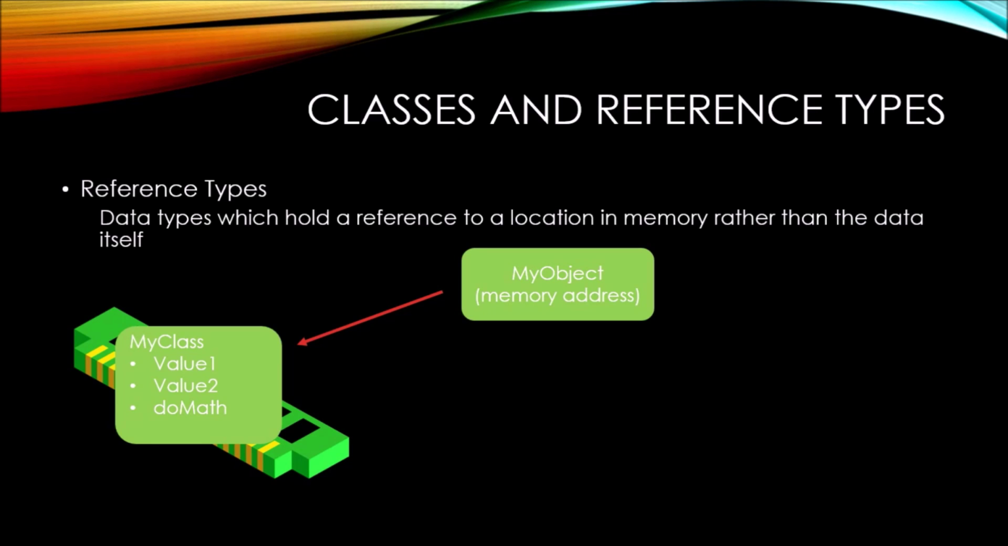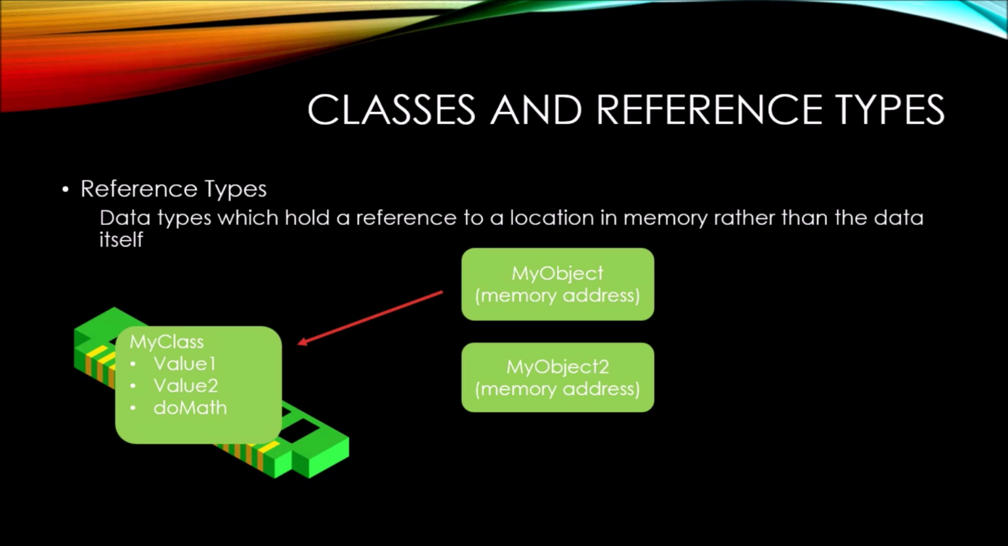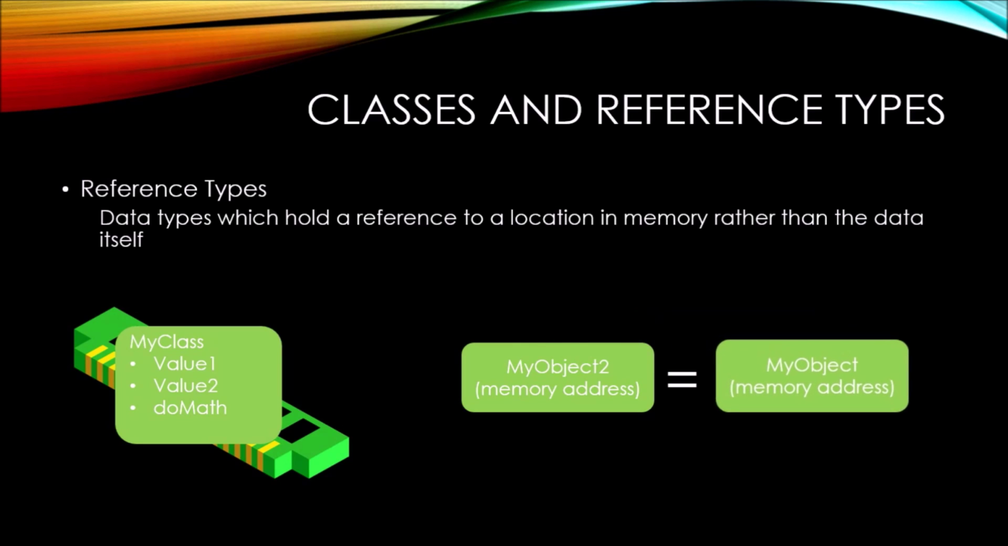This becomes a very important concept to understand when you try to create other objects and assign one object to another. Now you're making a copy of the memory address. You're not making a copy of the data. So now both myObject2 and myObject point to the same myClass object in memory. To illustrate this, I'm going to go ahead and show you some code.